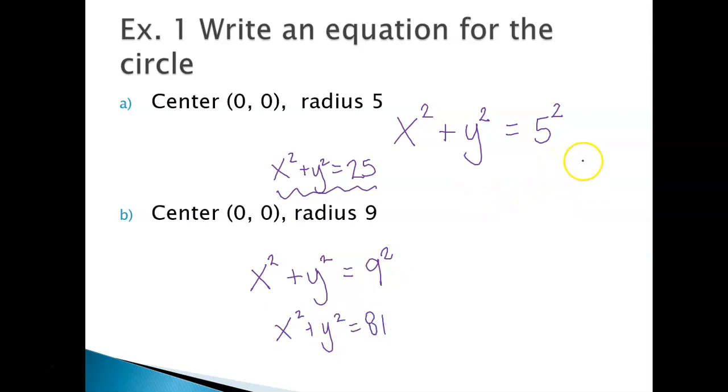Now I know that I could just draw a sketch of this picture. I know it's centered at 0, 0, so that's the center of the circle. I know the radius is 5. So on each side, it's going to come out to 5. If I just sketch my circle there with a radius of 5, that would be the sketch. I could do the same thing for 9. I would just have to go out 9 on each side instead of 5.